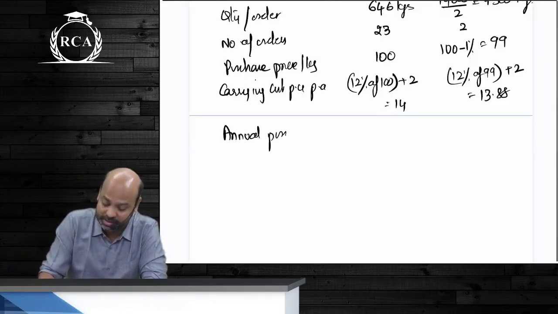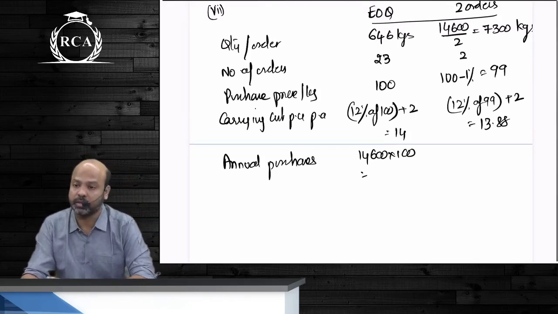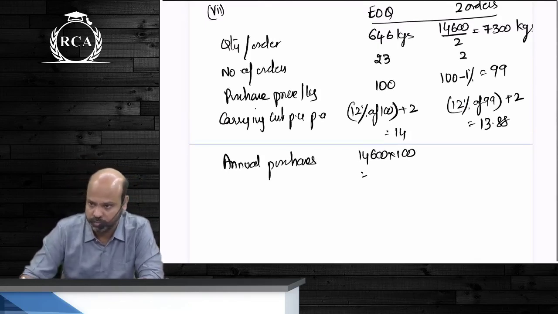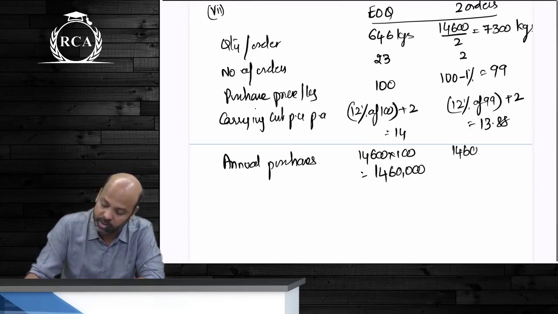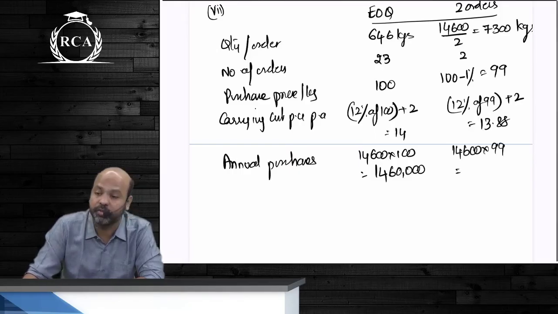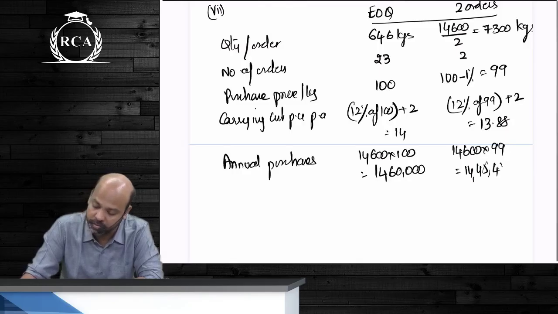Annual purchases कितने, guys? 14,600 multiplied by 100. How many of you are done with the cost statement? 14 lakhs 60,000. And this, beta, will be 14,600 multiplied by 99. 14,600 less, that will be 14 lakhs 45,400. Very good, beta.